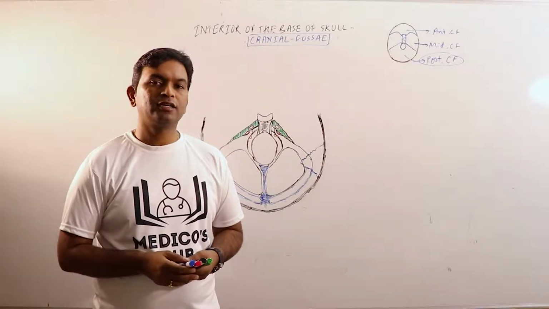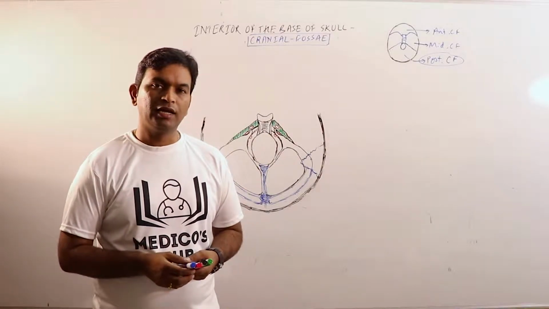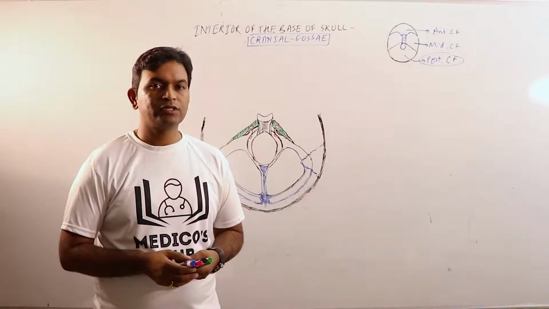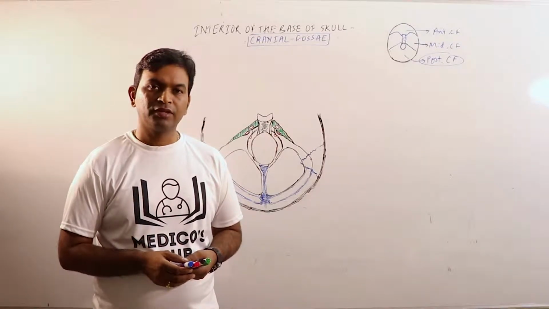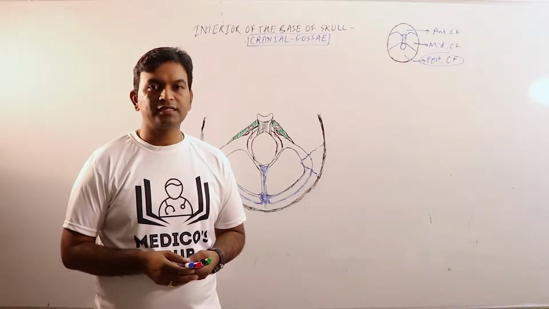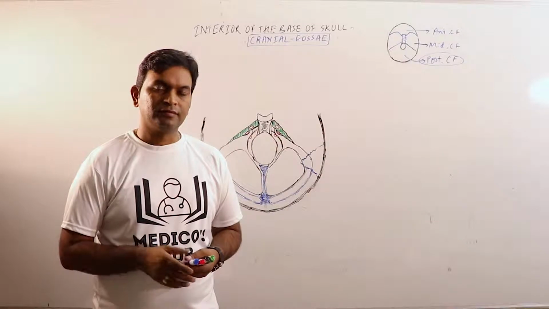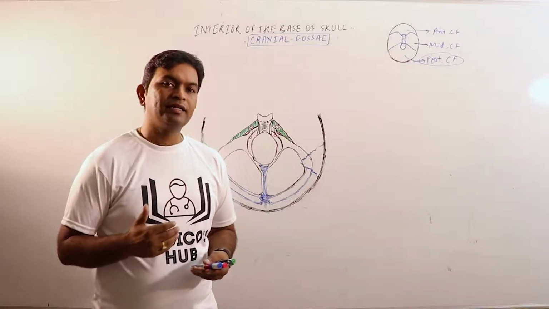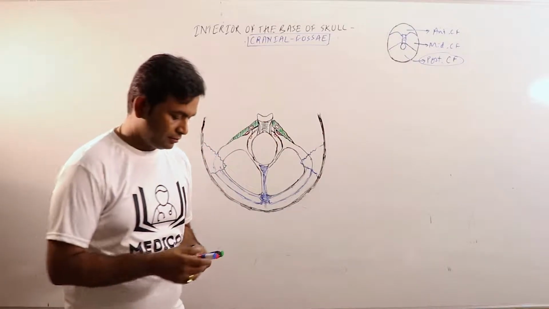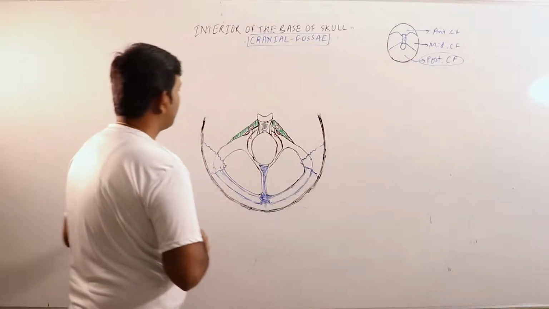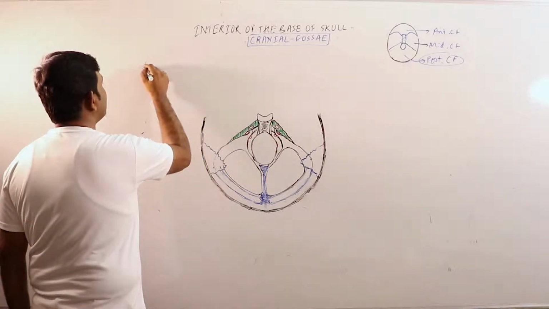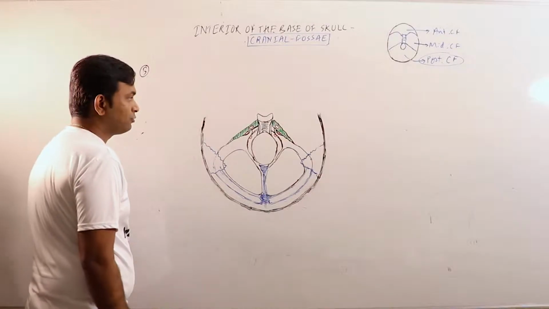This is my third lecture on the interior of the base of the skull, and in this lecture I am going to discuss the posterior cranial fossa. It is the deepest and the largest among the three cranial fossae, and it lodges the hindbrain, the cerebellum posteriorly and the pons and medulla anteriorly. Now, first of all, we'll discuss the boundaries of posterior cranial fossa.